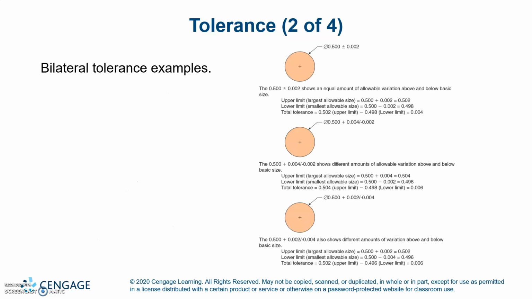Bilateral tolerance examples. So you've got a half inch plus or minus 2 thou. That shows that you can go above or below a half inch by that amount. So same thing here, except you've got more on the positive and more on the negative here.